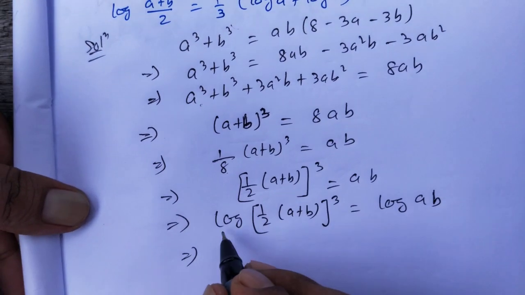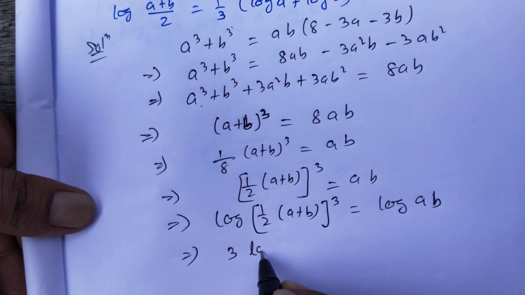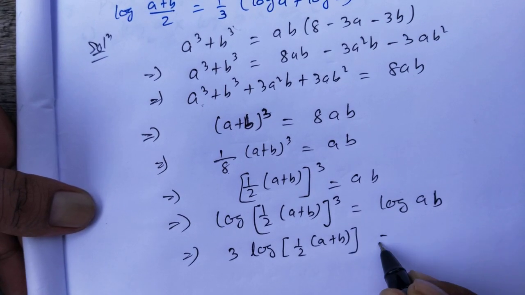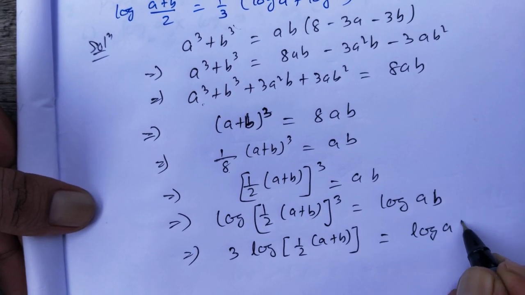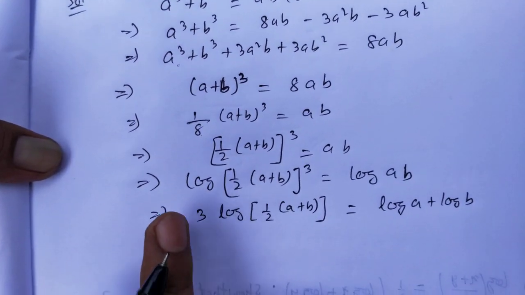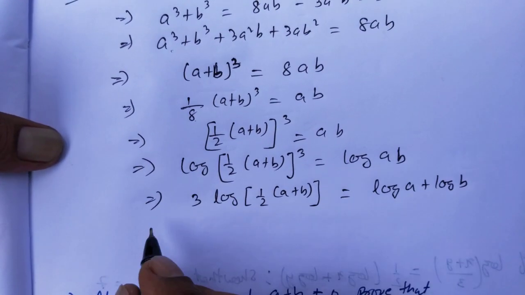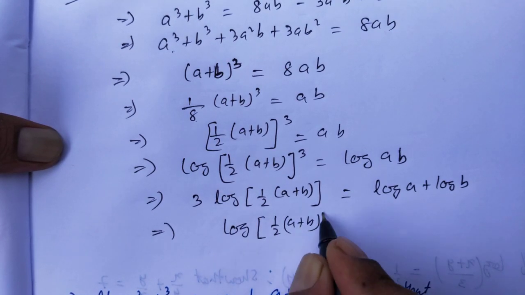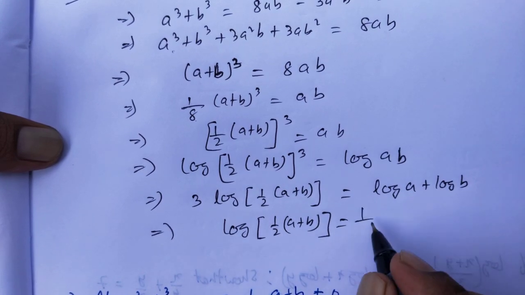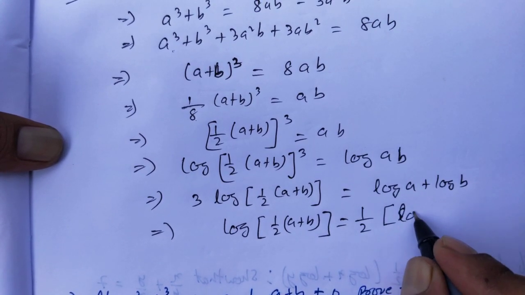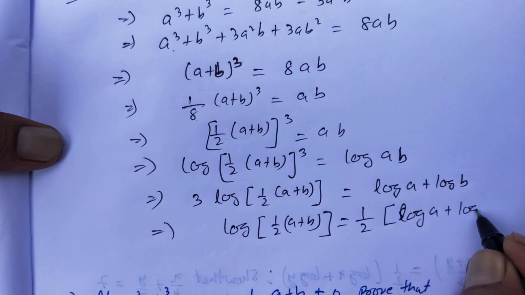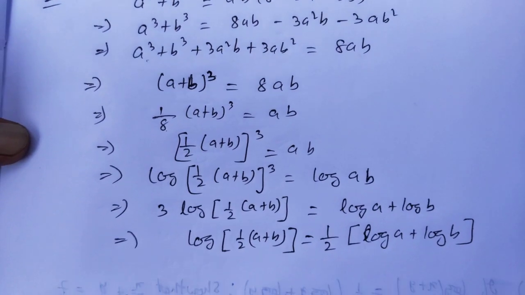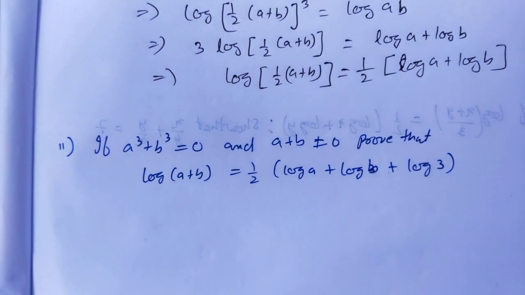This 3 will come down. This is log a plus log b. Now take this 2 on the other side. If 3 comes this side, that means 1 by 3. And this is log a plus log b. Hence proof, okay? You can check. We got the proof. Let's do the next question.